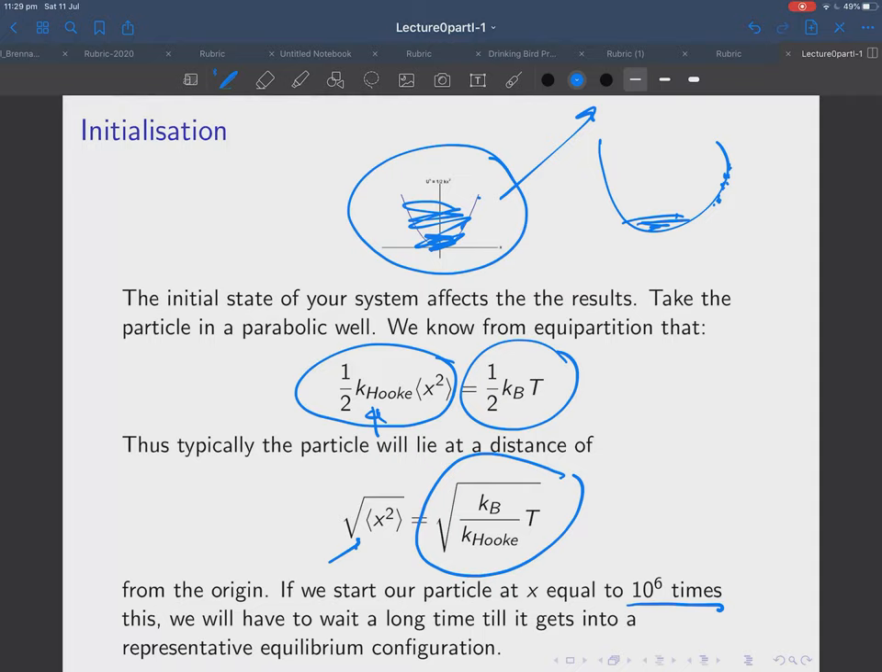So what do we do? Well, of course, in this system you would start the system off with this value of x. That would be a reason to do it. But of course, in some cases, you can't do that. You don't really know where the equilibrium is. If you knew that much about the system, you probably wouldn't be doing the simulation at all.